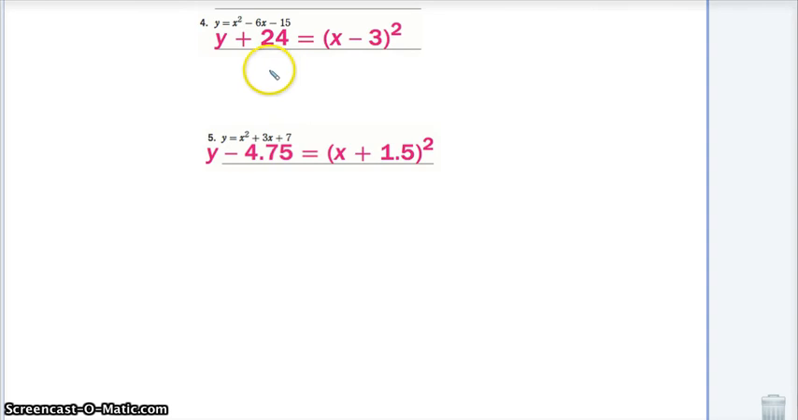If you've successfully completed 4 and 5, I think you're ready to go. Come to class prepared to do the rest of this worksheet together as the problems get a little bit more difficult. There you go. That's how to complete the square and convert from standard form to vertex form.